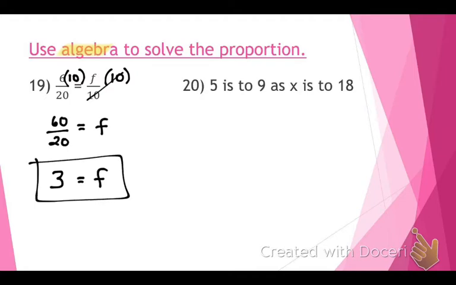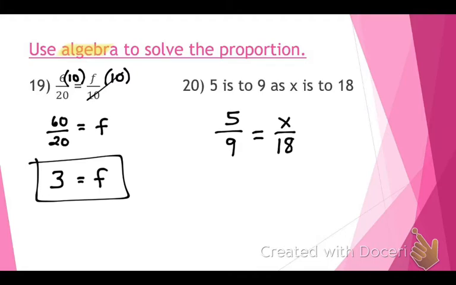Once again, you can plug this 3 back in up on the top. And if I was to plug in 6 over 20, I would see that it equals 3/10. And then if I was to do this work right here, it would also be 3/10. So that's another way just to kind of check your work to see if it's correct. Last one. I wrote 5 is to 9 as x is to 18. How do I put that in as a fraction form? 5 over 9 equals x over 18.